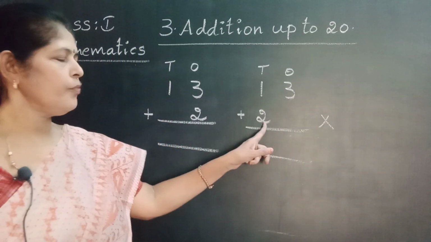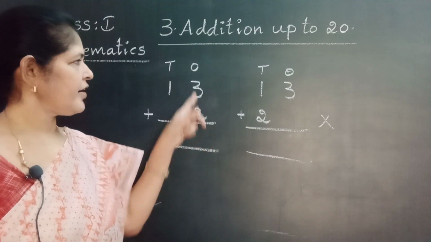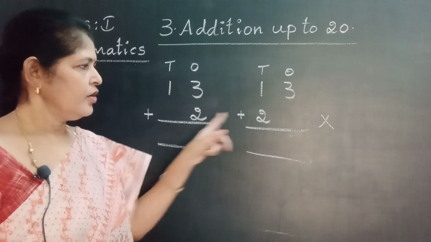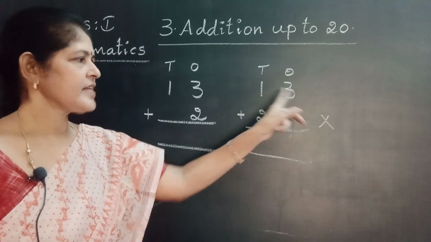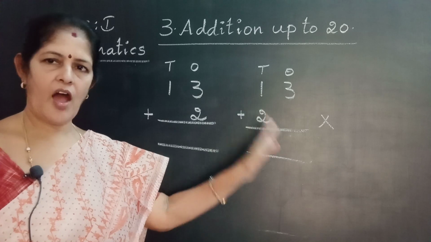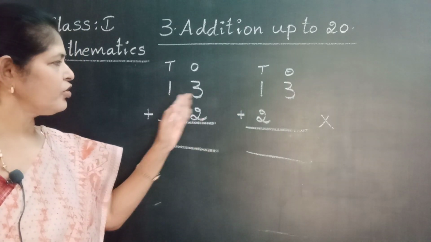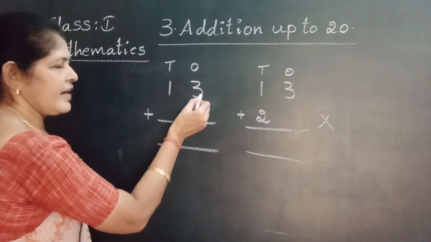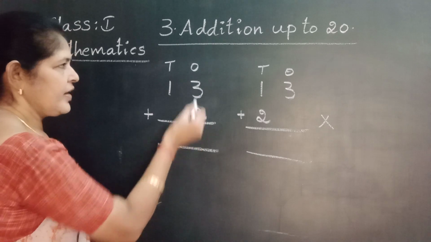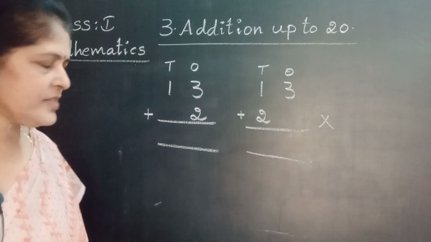Why? 2 means ones. 2 should be written in the ones place. Don't write here. If you are writing here 1-digit number, this arrangement of numbers is wrong. Don't write like this. Okay, my dear children? We have to arrange the numbers like this. 2-digit means tens and ones. 1-digit means only ones. Start addition from ones.